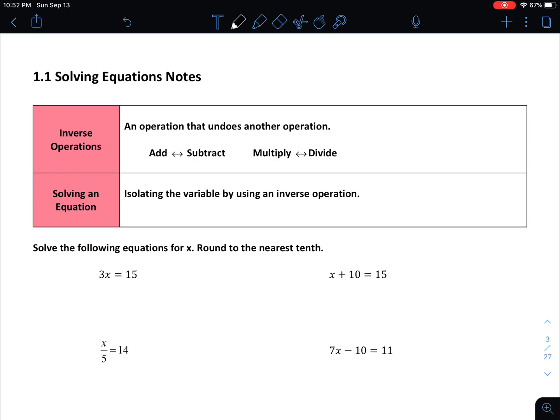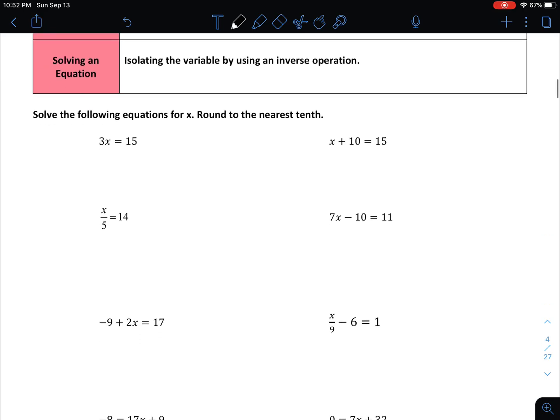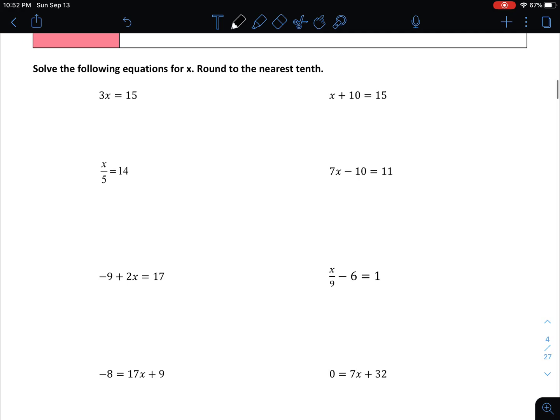So what do we mean by solving an equation? Well, to solve an equation, you want to isolate the variable, or get the variable by itself, is another way to think about that, by using an inverse operation. Sometimes we might have to use more than one. So let's take a look at some examples. Solve the following equations for x, round to the nearest tenth as necessary.